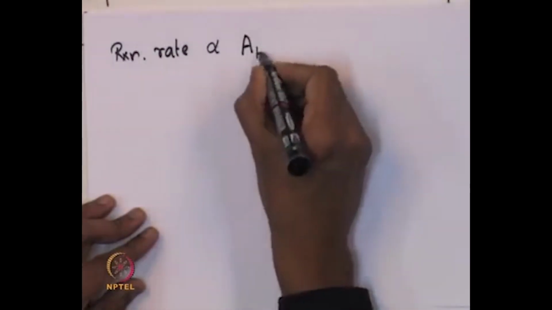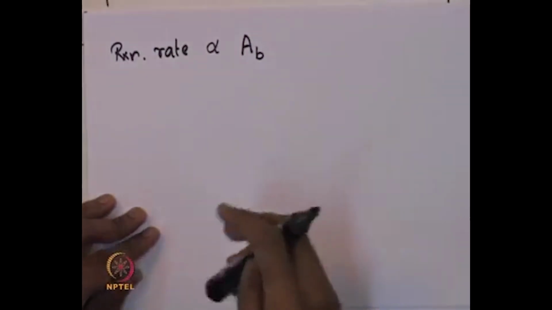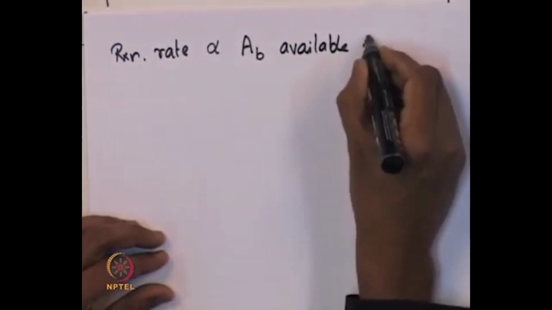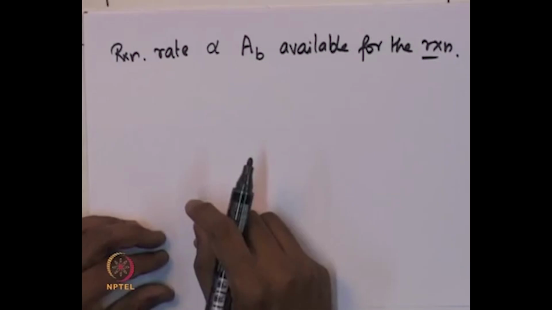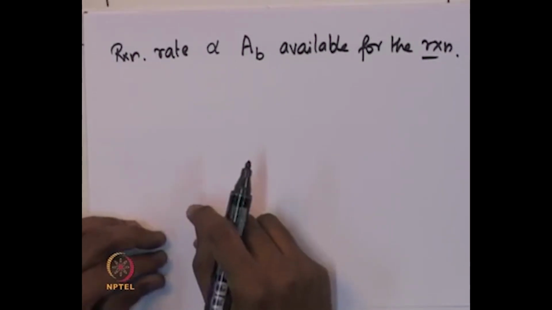Suppose A B is the surface area of a particular bubble. So, remember that the gas which is flowing from the bottom and leaves the top of the reactor is bubbled inside. So, it forms bubbles and then the bubbles rise inside the liquid stream, and while it rises, the reaction occurs in the gas liquid interface and then the bubble leaves the reactor. So, the reaction rate is proportional to the surface area of the bubble which is available for the reaction to occur.